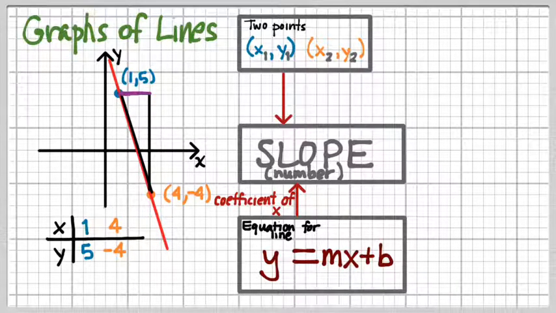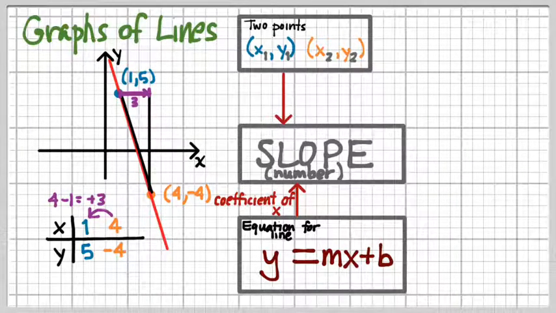So we can measure this horizontal distance by subtracting my two x coordinates. So by subtracting 4 minus 1, 4 minus 1 gives me positive 3. And that positive 3 is this distance right here. And I'm going to think of it as a directed distance.